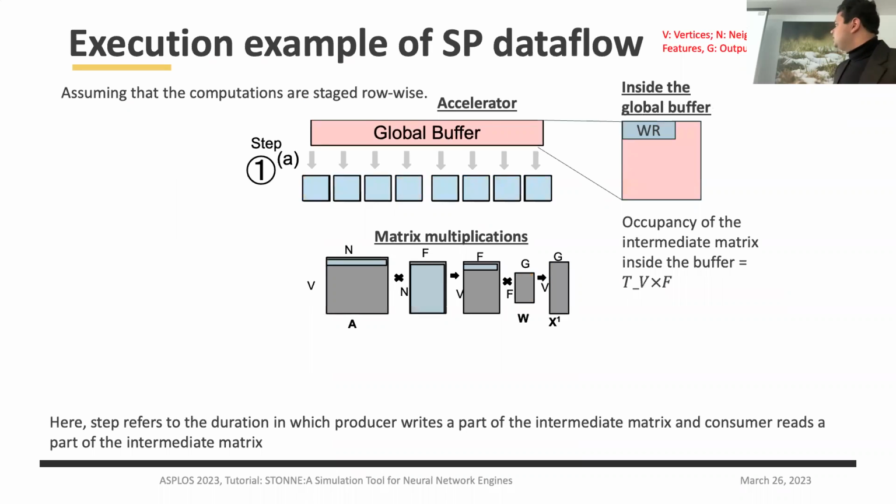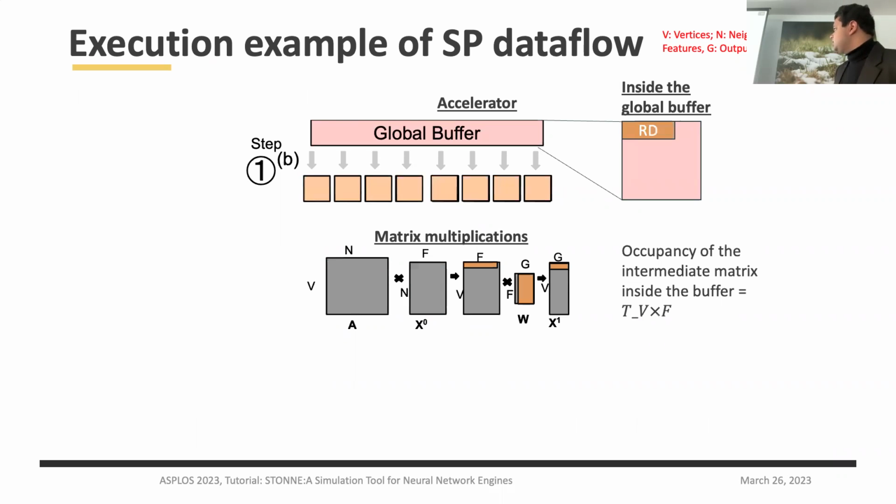So coming to the sequential pipeline data flow, or the SP data flow. Here what we do is we only do a part of the first phase. We only do a part of aggregation. Let's assume we split the computations row-wise. So instead of doing the whole A matrix, we only do some rows of the A matrix, and we write this part of the output inside the global buffer. The occupancy of the intermediate matrix inside the global buffer is T_V times F instead of V times F. So it is much less.